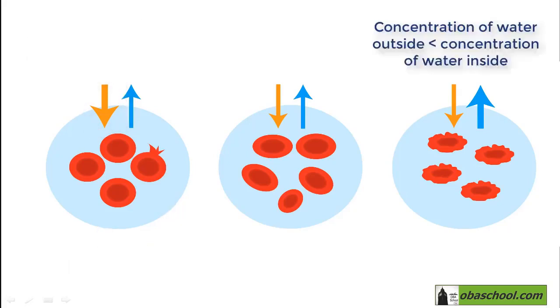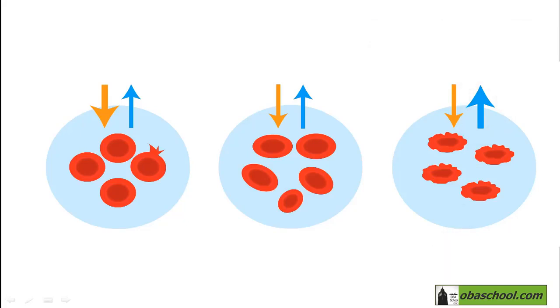While if the solution outside the cell becomes much more concentrated than the cell content, water moves out of the cell by osmosis. The cytoplasm becomes very concentrated and the cell shrivels up and can no longer survive.